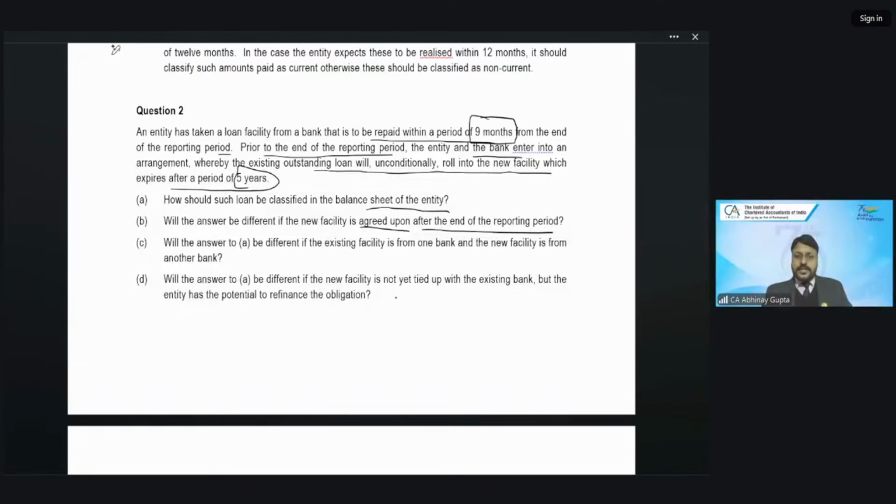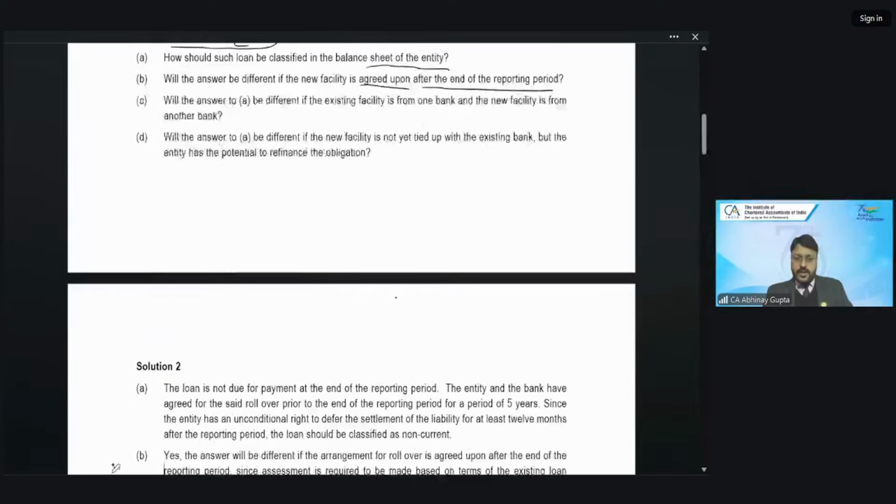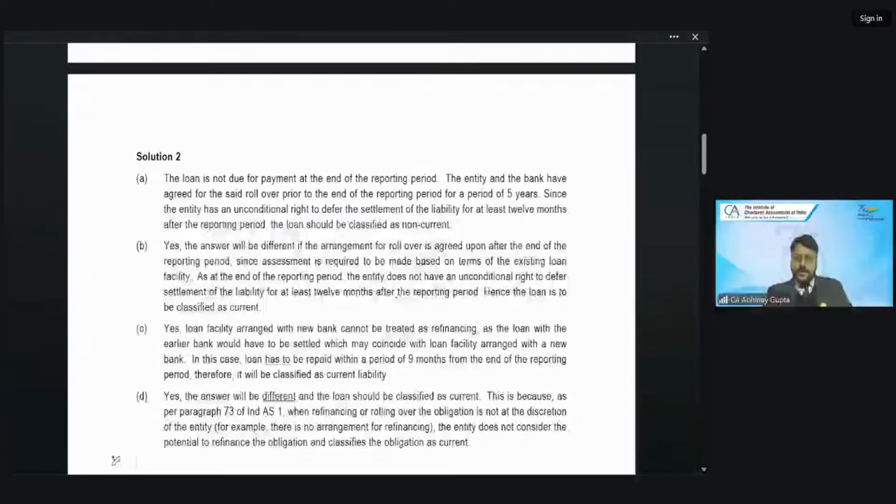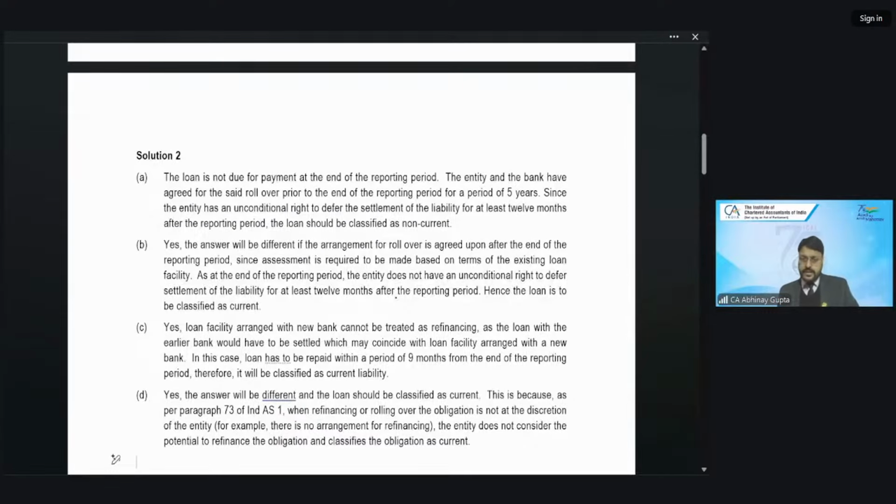Perfect. So answers are correct, but how are we going to present them in our examination? Let's give a read to that as well. The loan is not due for payment at the end of the reporting period. The entity and the bank have agreed the rollover prior to the year end reporting date for a period of 5 years. Since the entity has unconditional right to defer the settlement of the liability for at least 12 months after the reporting period, the loan should be classified as non-current.